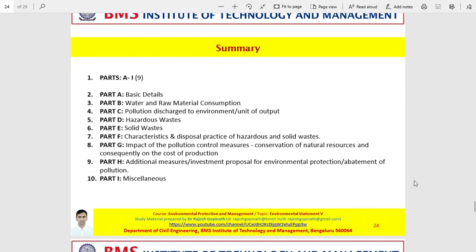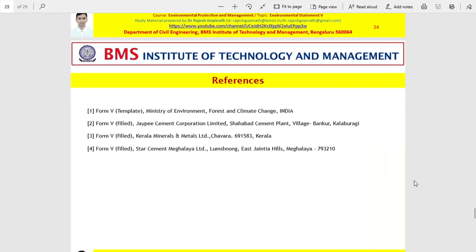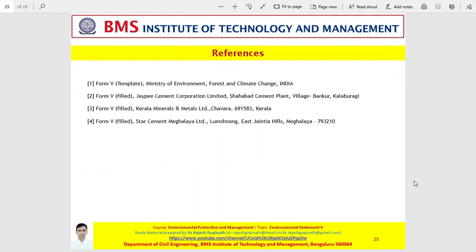Slide 25. I have listed a few references which I referred to while making this presentation. Reference number 1 is the portal or the repository for the blank template of Form 5. References 2, 3 and 4 are the filled forms which I had acquired from the respective occupiers.